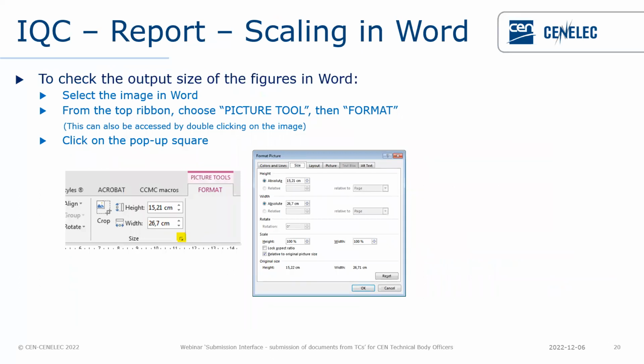I mentioned the scaling within the Word document. So the output size: by double clicking on the figure, you can access this Format option in the size window, let's say. And once you click on it, you do have the scaling, which appears on this example as 100% by 100%, and it shows the original size.